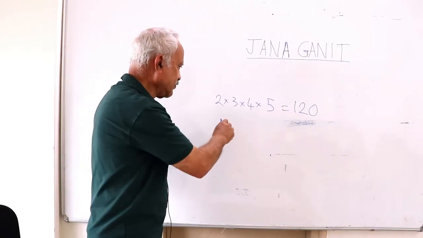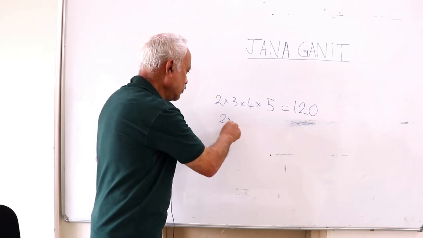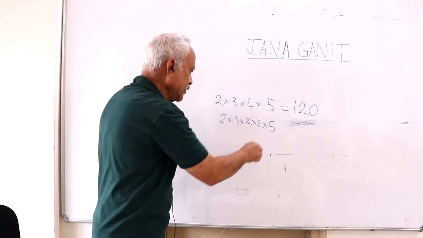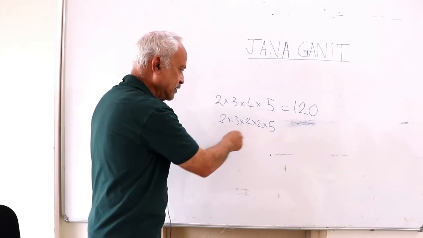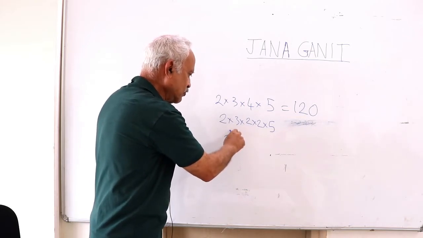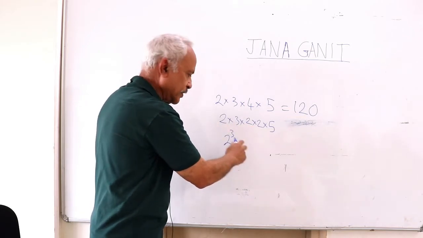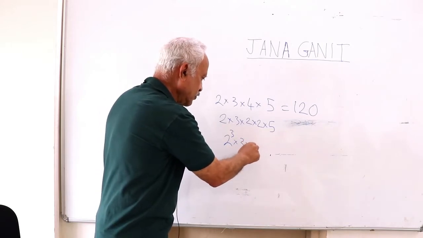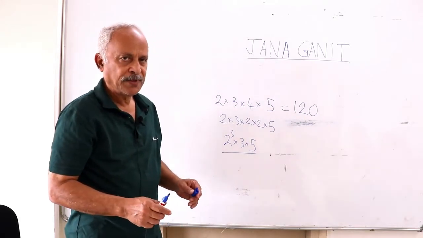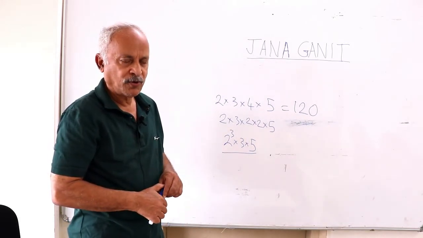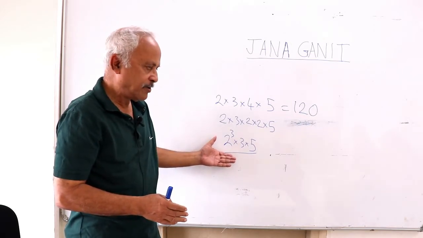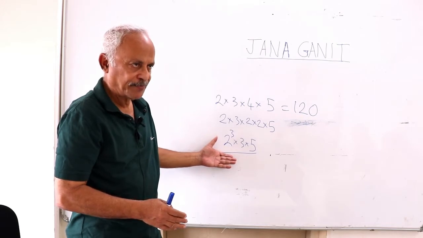So what Nanita has written is 2 into 3 into 2 into 2 into 5. And she has taken these three 2's together and written that as 2 cubed, which is 2 into 2 into 2, into 3 into 5, which is also a short form. So my question about what is the short form actually had many answers. This is the short form using only prime factors.